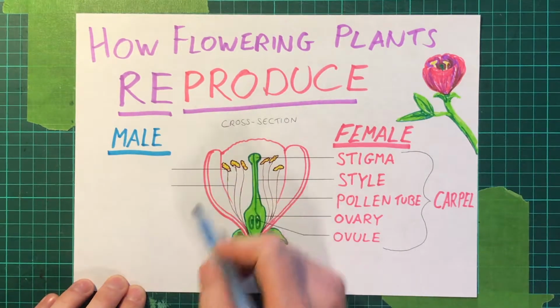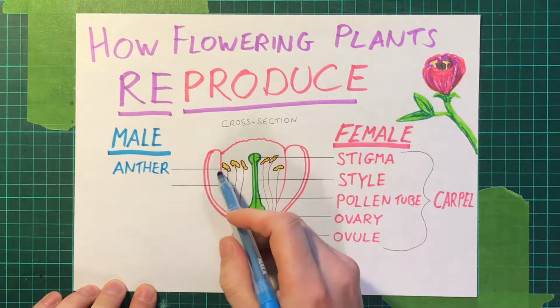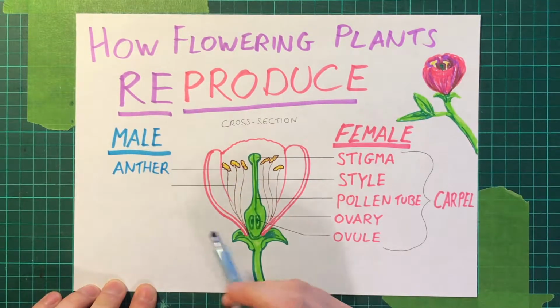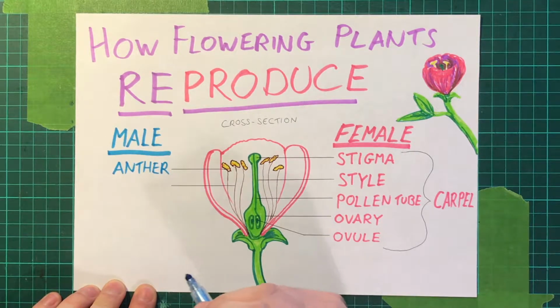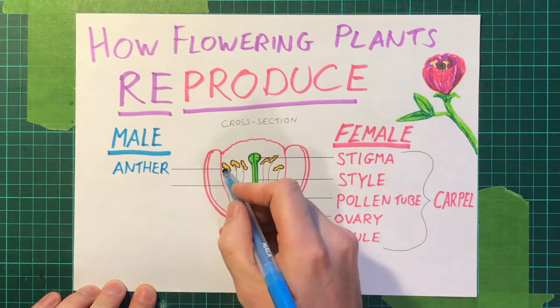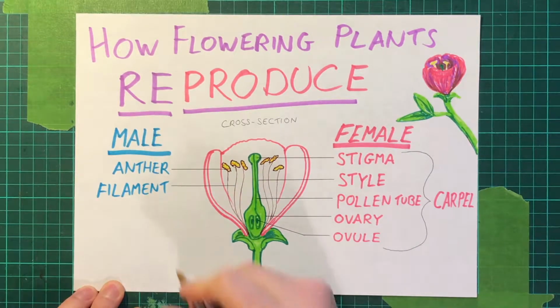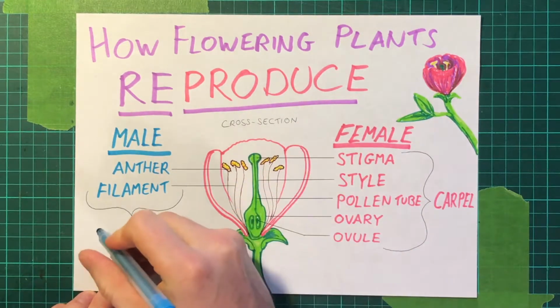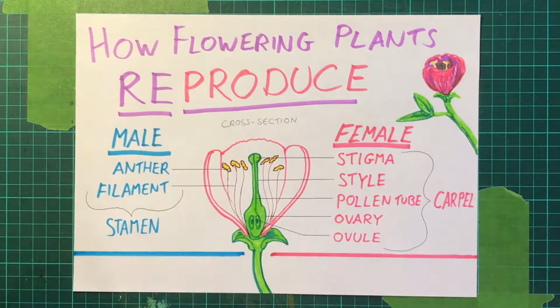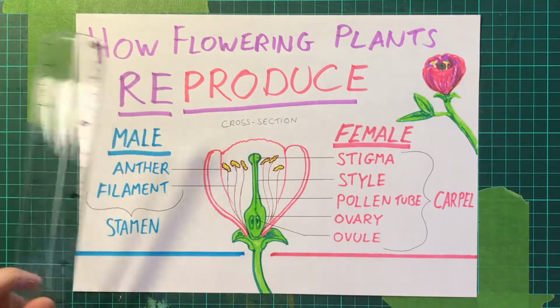These top bits here are called the anther, and these produce the pollen grains, which are basically the male sex cells of the flower. The bits that support the anther are called the filament, and both together these are called the stamen. And then we have a couple of other bits which are not part of the reproductive system, which we'll label up now.